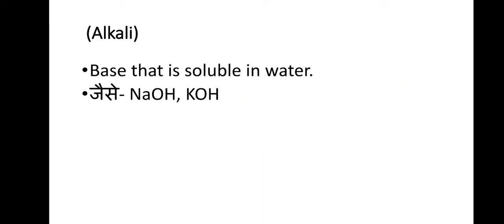Alkali. Now what is the difference between alkali and base? The bases which are soluble in water are called alkali. All bases are not alkali, but all alkalis are considered as base. For example, NaOH dissociates in water and gives hydroxide ion. It is also water soluble. Therefore NaOH, sodium hydroxide, is an alkali because this base is soluble in water. The base that is soluble in water is called alkali.